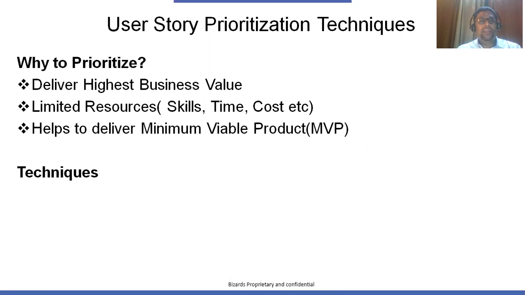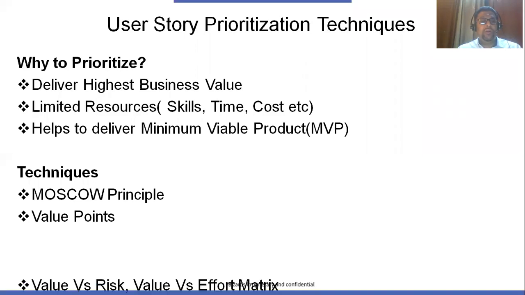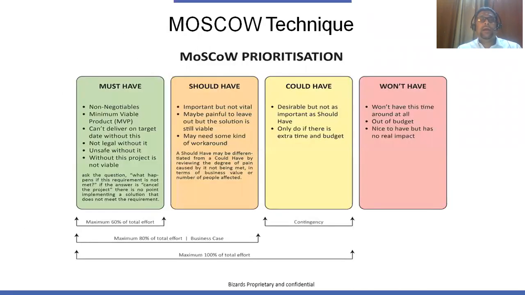And when we talk about the techniques available to help prioritization, primarily in this particular session, I'm going to talk about four techniques. One is prioritization using the MoSCoW principle, then prioritization using value points, and we'll also see how to prioritize based on a value versus risk matrix or value versus effort matrix. And finally, we will learn about the Kano model. Let's start with the MoSCoW technique.